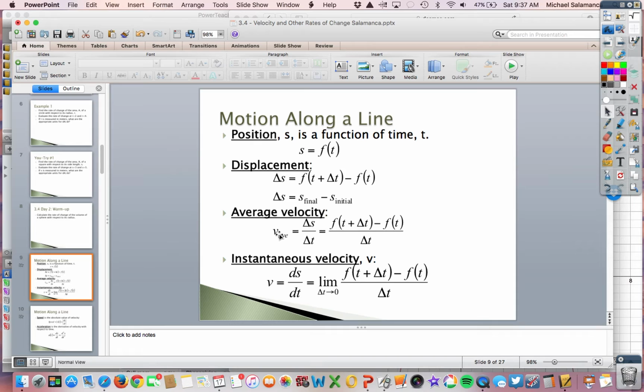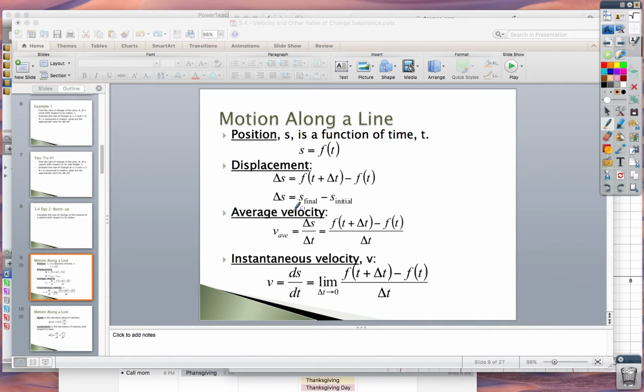If you take a look, your average velocity is delta s divided by delta t. If you look at the way that this function is written, this is actually your first derivative right here. So your s is your function, your average velocity is your first derivative, and so your instantaneous velocity is that first derivative at a specific point. So remember, displacement is where you're located, your first derivative is your velocity.